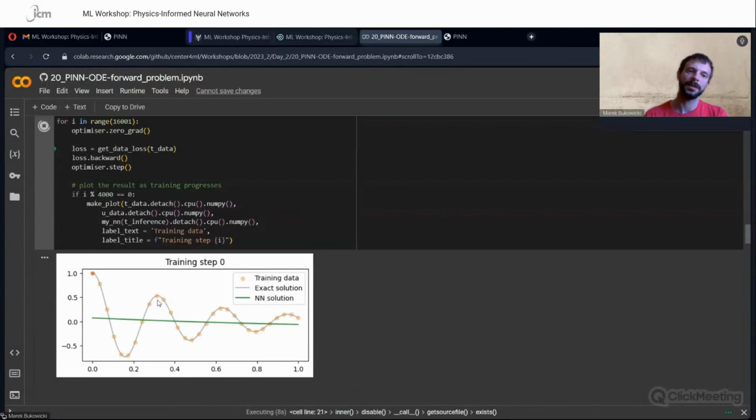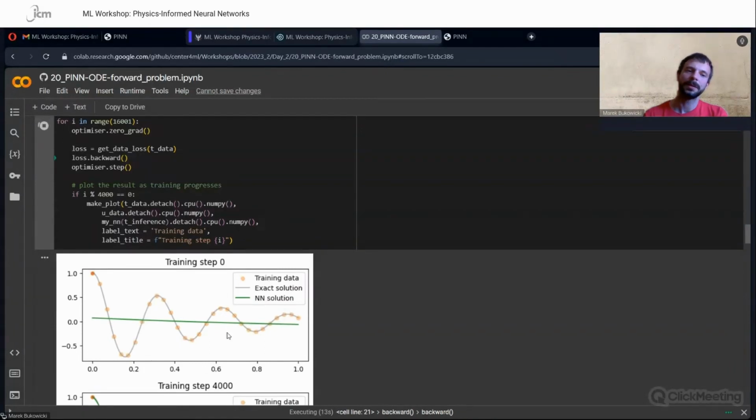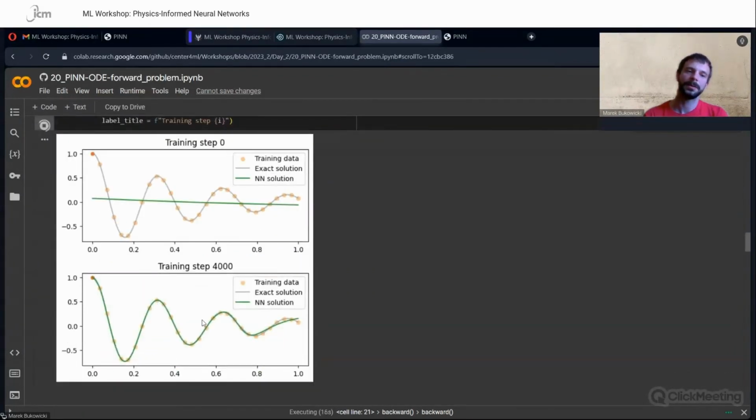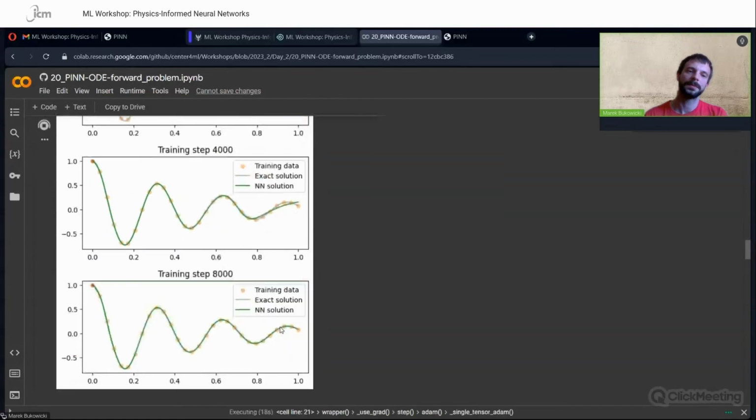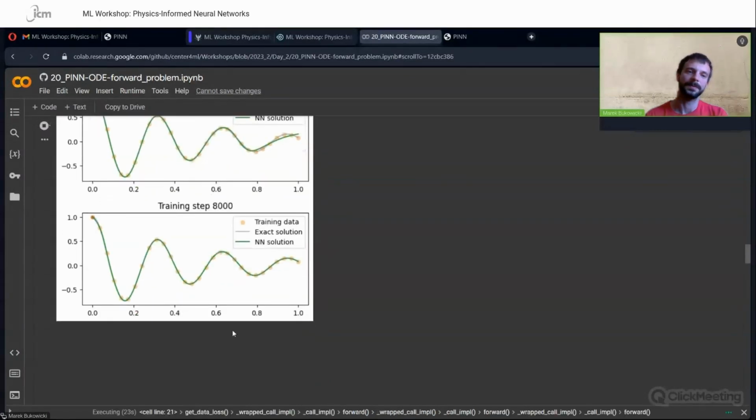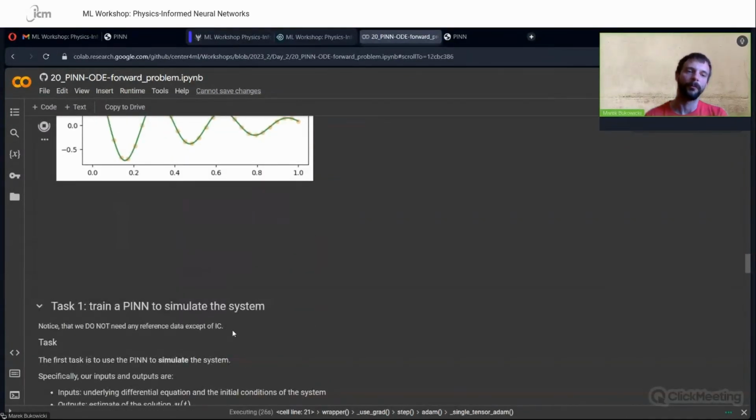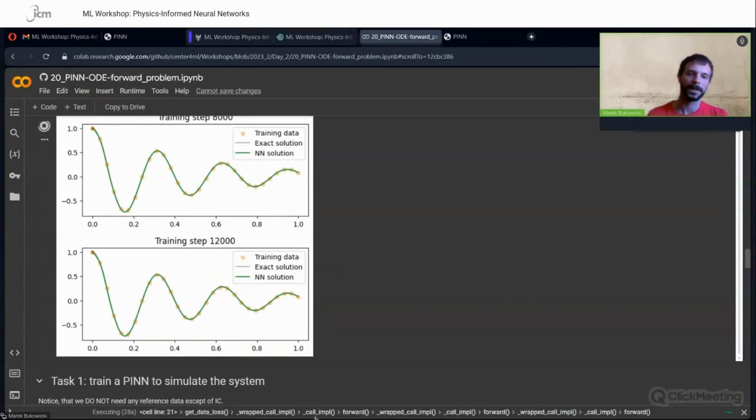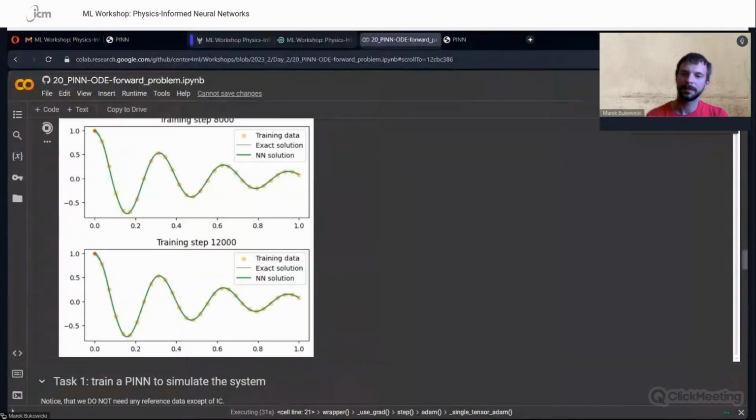Exact training data are in pink, and the exact solution is gray. The neural network will fit quite quickly to the solution. If there are any questions at this point, because this is the standard neural network, we'll go to the physics informed one just now.